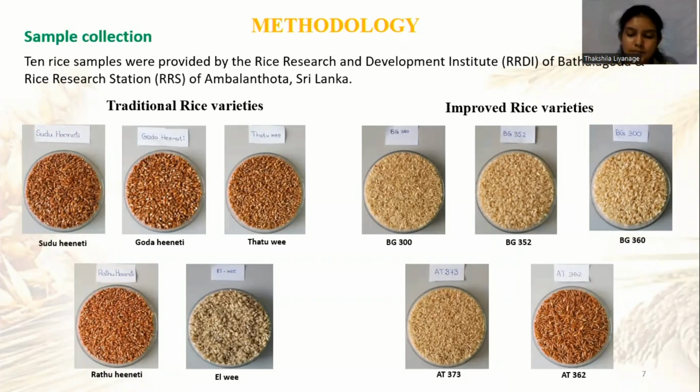The 10 rice samples were provided by the Rice Research Institute of Bathalegoda and Ambalanthota. These are the 5 traditional rice varieties that I have used for this study: Sudu Heenati, Koda Heenati, Tatuvi, Ratu Heenati, and Elvi. These are the new improved rice varieties: BG300, BG352, BG360, AT373, and AT362.